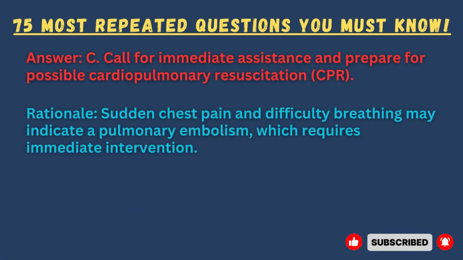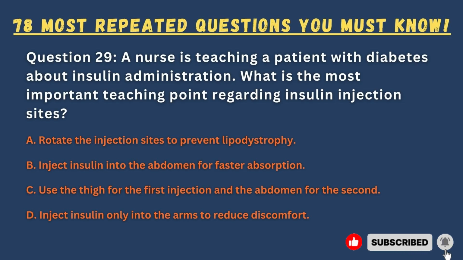Answer: C. Call for immediate assistance and prepare for possible cardiopulmonary resuscitation (CPR). Rationale: sudden chest pain and difficulty breathing may indicate a pulmonary embolism, which requires immediate intervention. Question 29. A nurse is teaching a patient with diabetes about insulin administration. What is the most important teaching point regarding insulin injection sites?